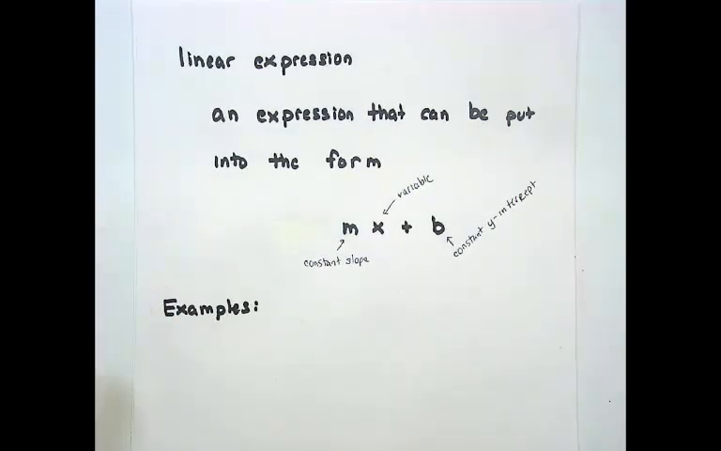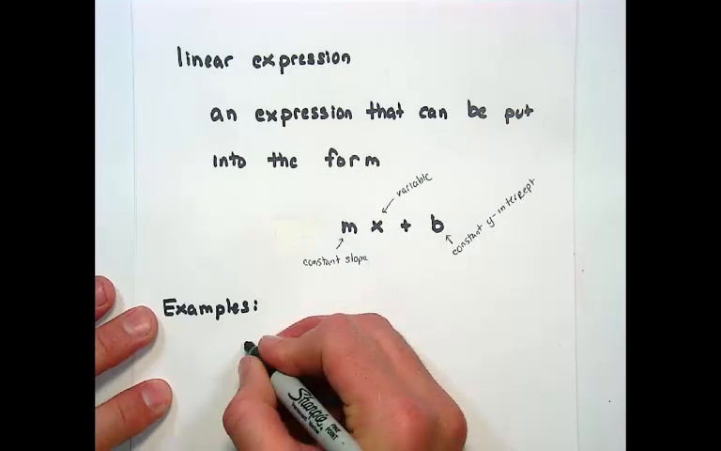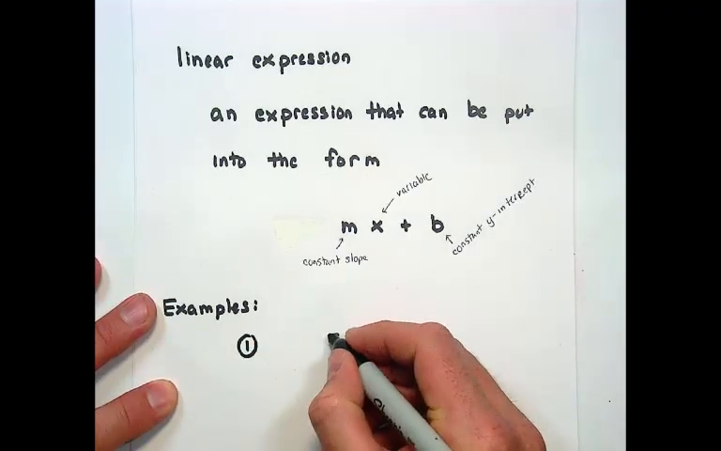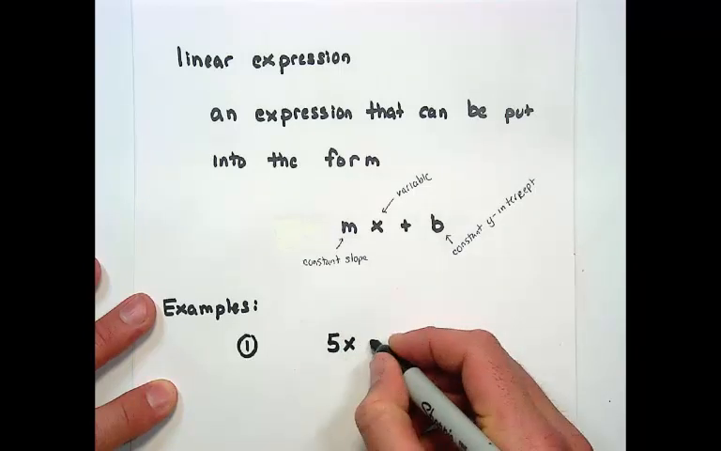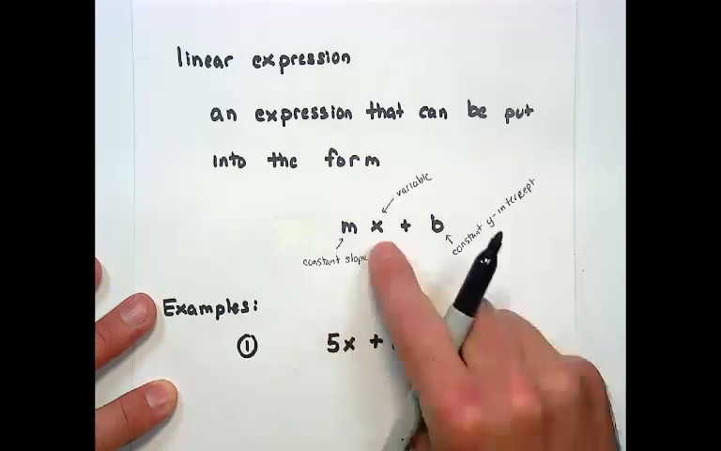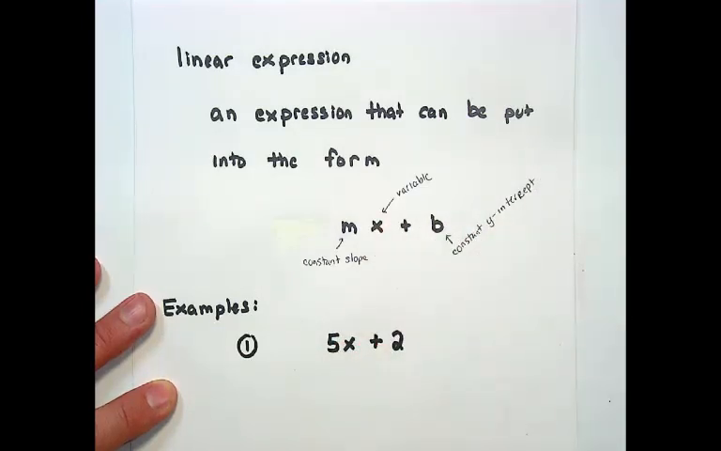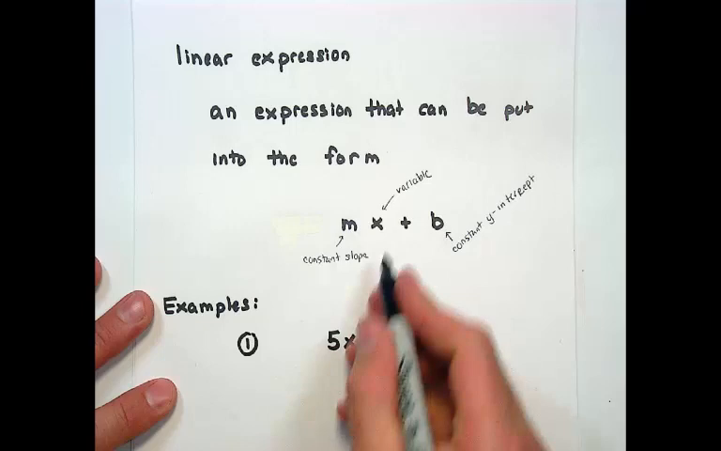Let's take a look at some examples of linear expressions. So we'll take a look at our first example. If we had 5x plus 2, here the 5 would be the m, the x is the variable, the 2 is b. That one looks identical to that.